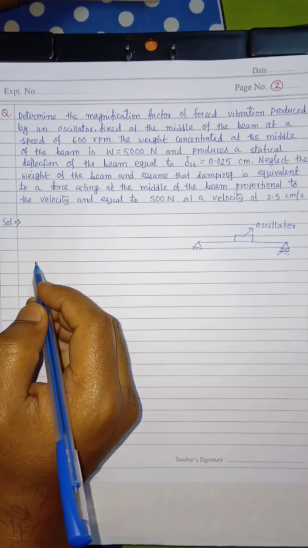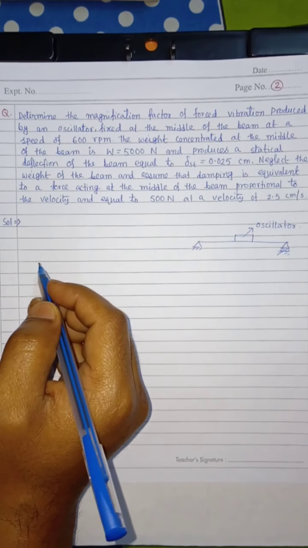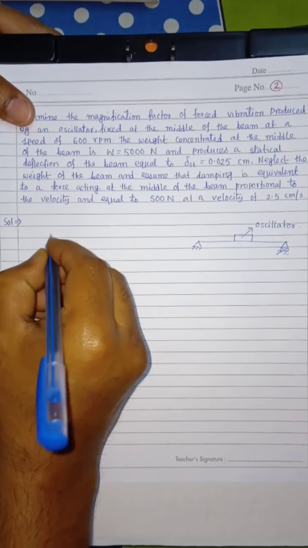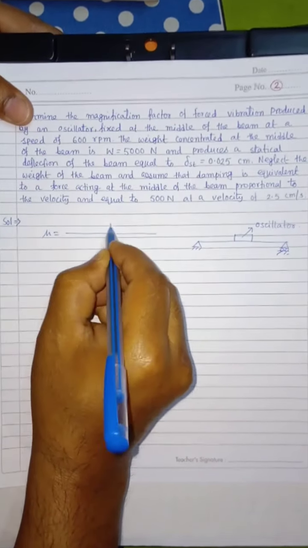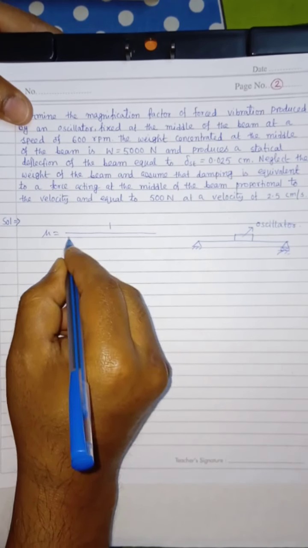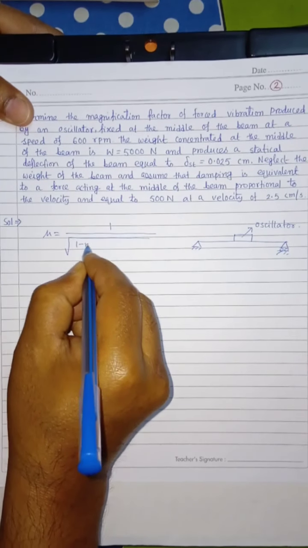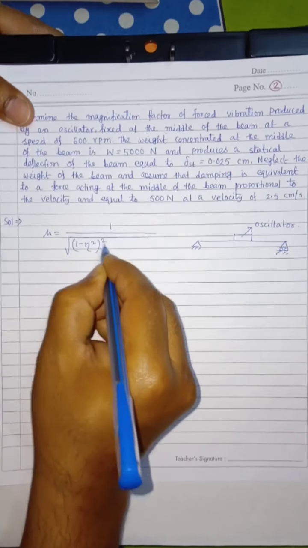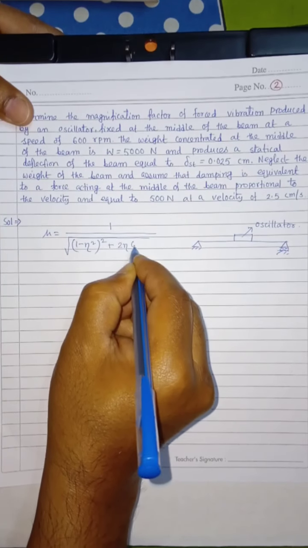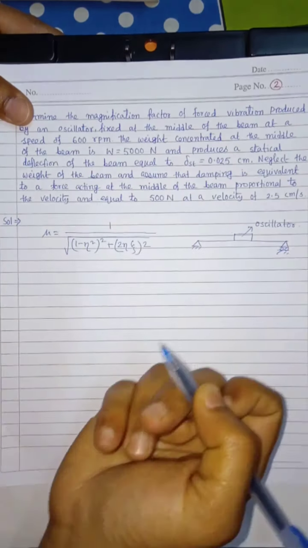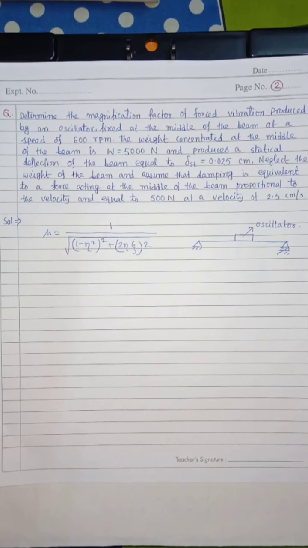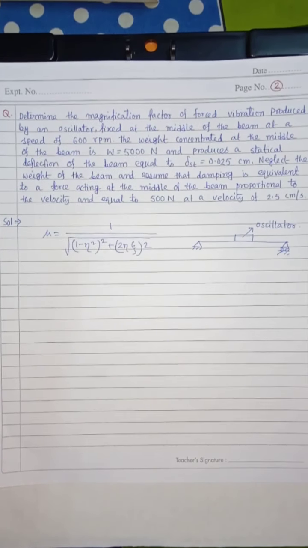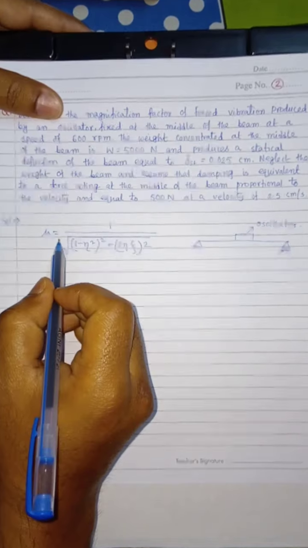So we know the magnification factor equation is equal to how much? That is mu is equal to 1 by the square root of (1 minus eta square) whole square plus (2 eta xi) whole square. So this is the magnification factor, as you all know. If you don't know, you should just go through the last lectures. So we have to find this.